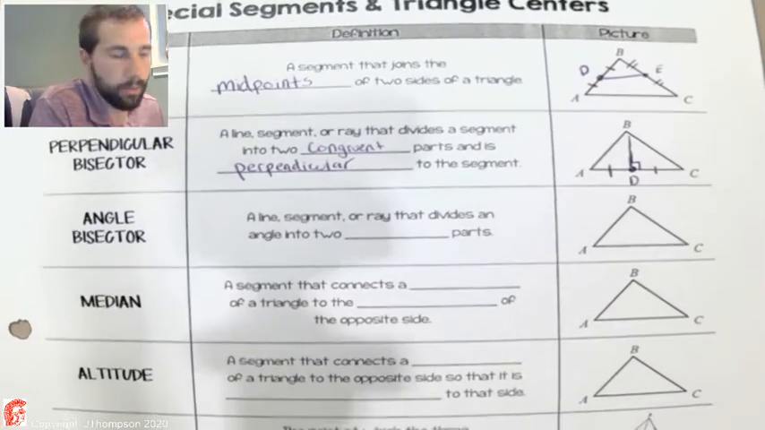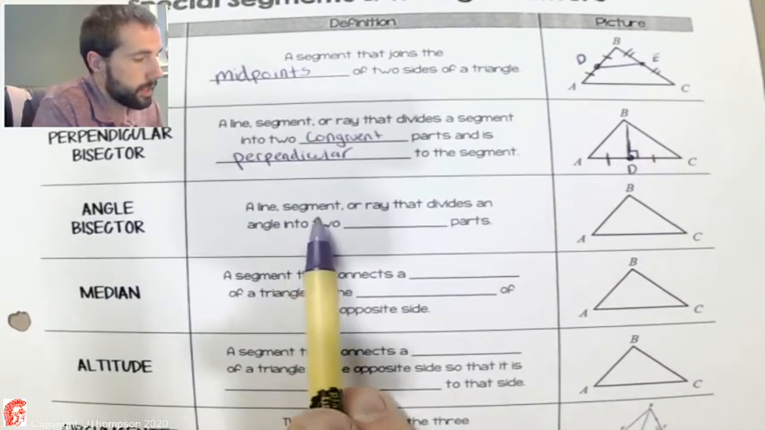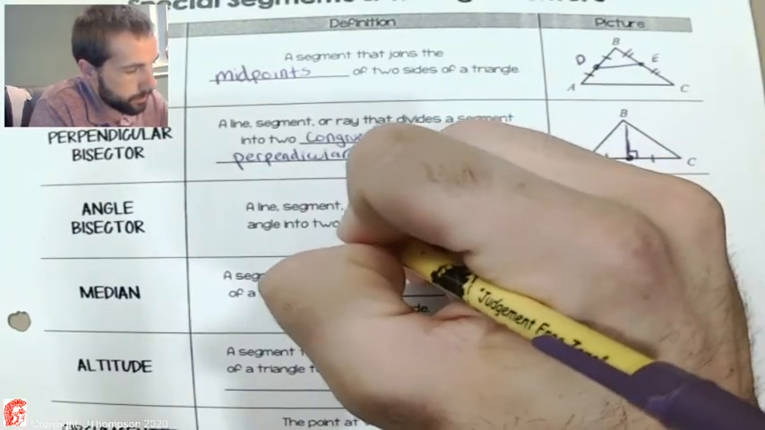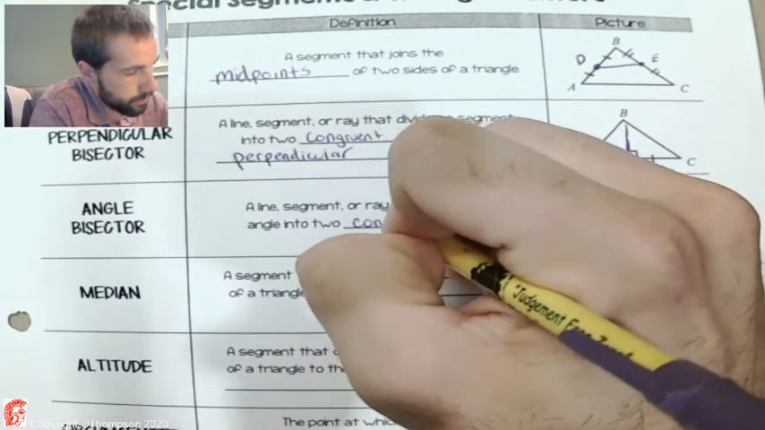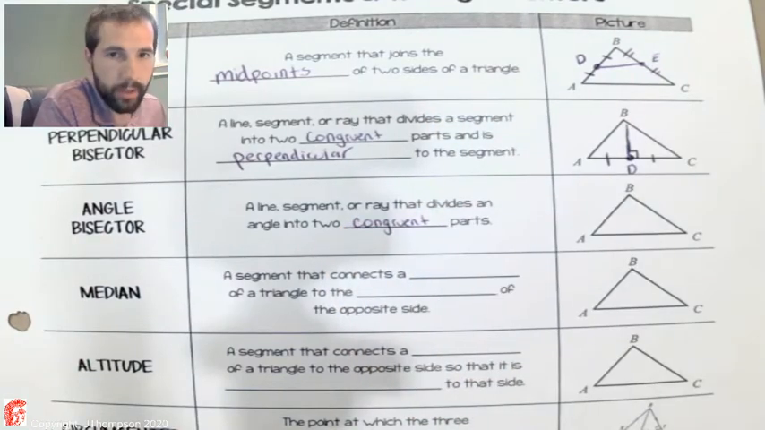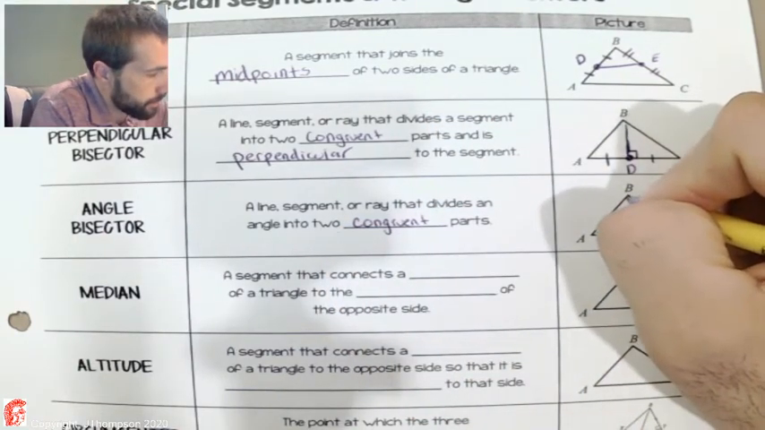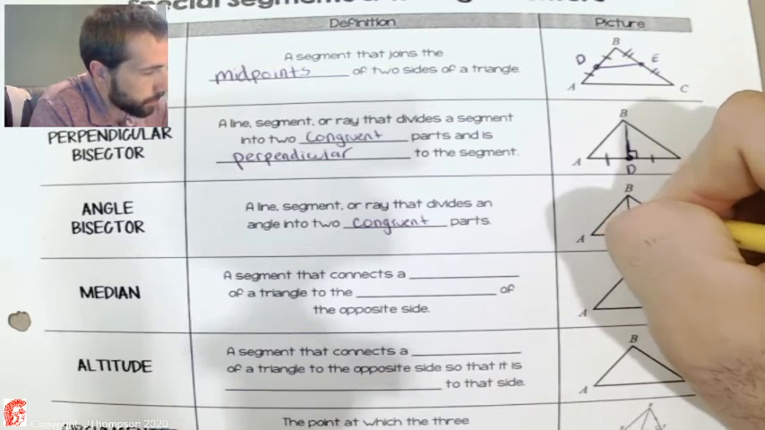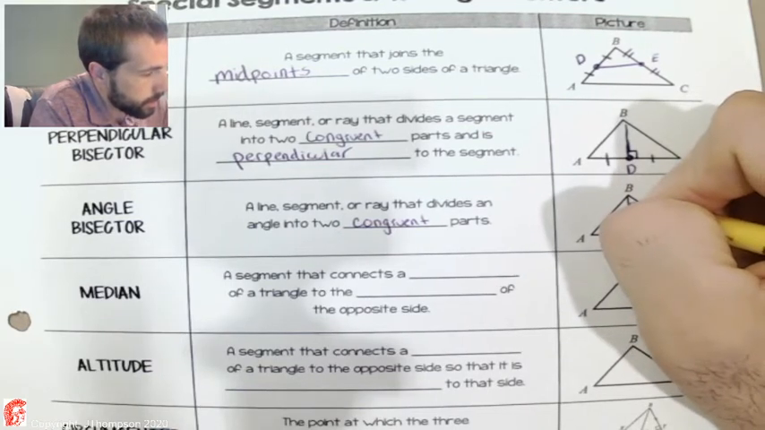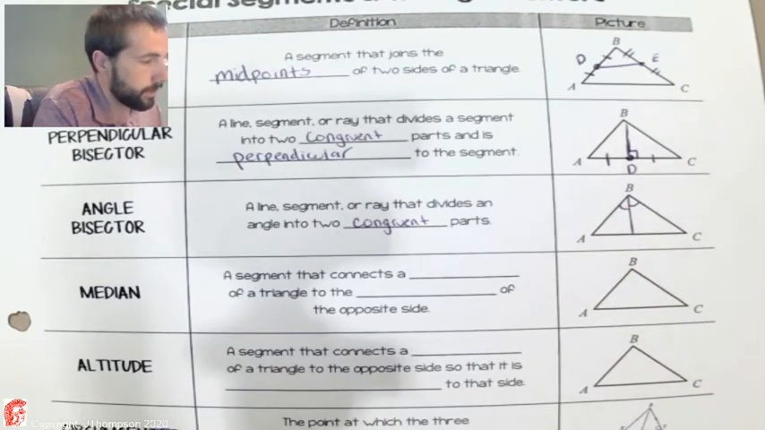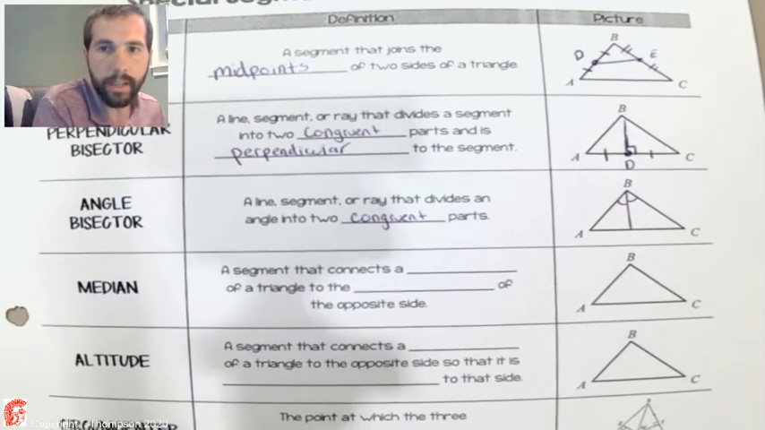Okay, the next one, an angle bisector. A line, a segment, or a ray that divides an angle into two congruent parts. So pick any angle here. We have angle A, B, or C. I'll do angle B. I'm going to try my best to cut that into two congruent parts. And to show that I made them congruent, I'll put an arc mark in each angle. That's what an angle bisector looks like.